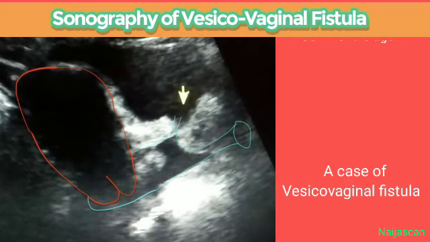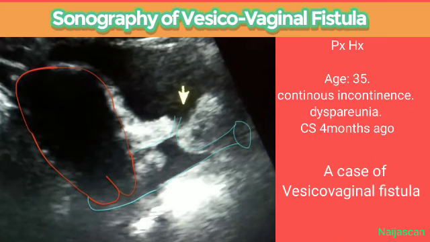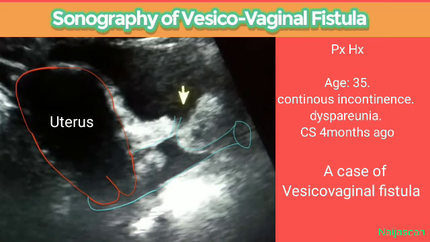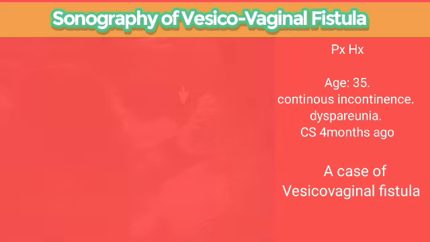This sonogram shows a case of vesicovaginal fistula. You can see the uterus and the urinary bladder. The arrow there is pointing at the fistula between the bladder and the vagina. The funnel-shaped hypoechoic area there represents the urine that is leaking from the bladder into the vagina. This woman has continuous incontinence, dyspareunia, and history of CS, 4-month-old CS.